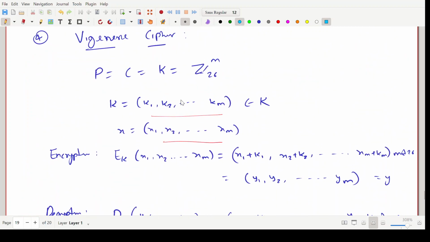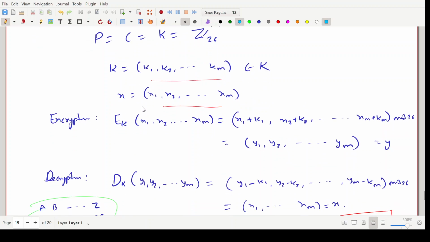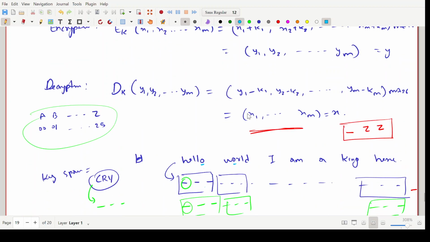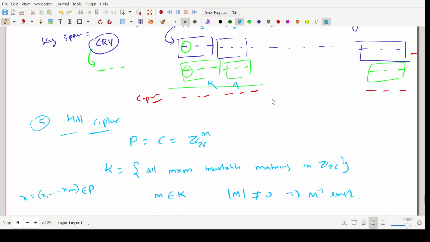In this case, the plaintext and ciphertext space and the key space are the tuples of m elements belonging to Z26. For encryption, I just have to add the key to each element, that is x1 plus k1, x2 plus k2, and so on. This was the encryption. Decryption is similar to your shift cipher, but here I have an m-tuple.